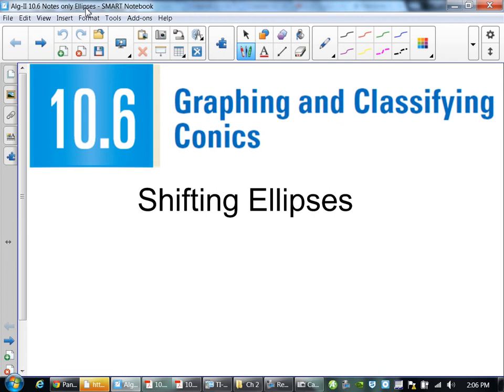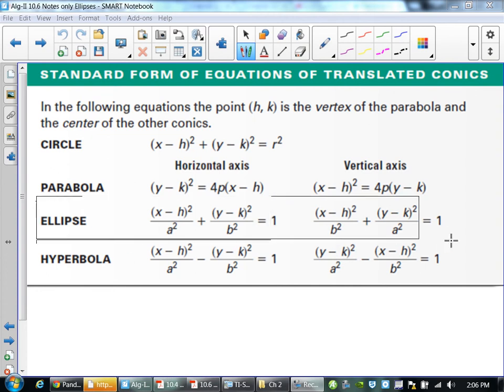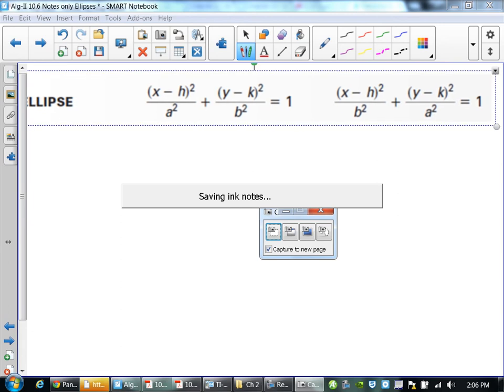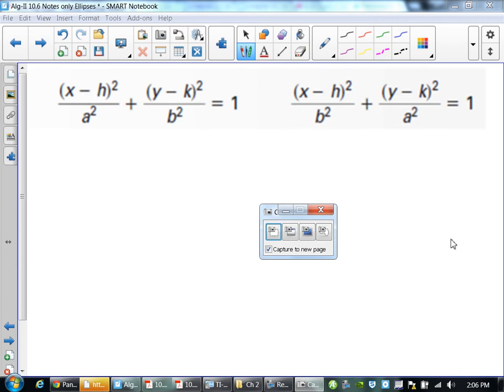That's it. Okay. So let me show you the generic form of the equation. I just put it all in one. The same deal goes: A squared is always the larger of the two values. So if your A squared is underneath the X squared term, which direction is it being pulled? Horizontally. And the other one will be vertically.